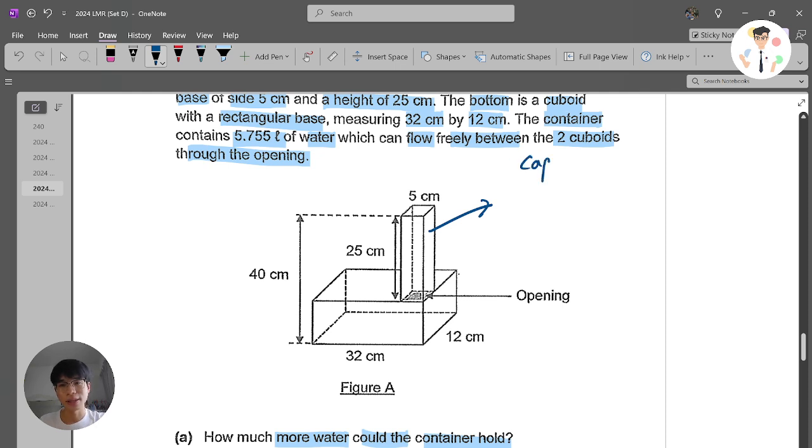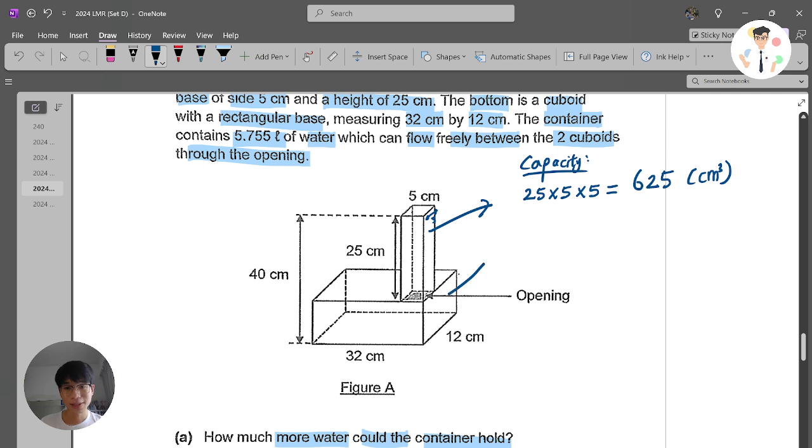The capacity of this is what? The height is 25 and the base is a square, right? So I know here it's also 5. So the capacity here is 25 times 5 times 5, which, if you press it in the calculator, you should get 625, and of course this is in cm³.